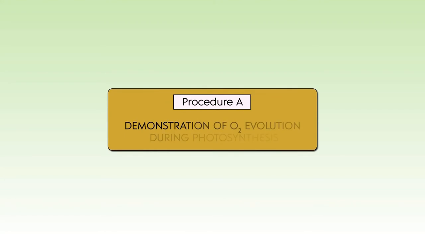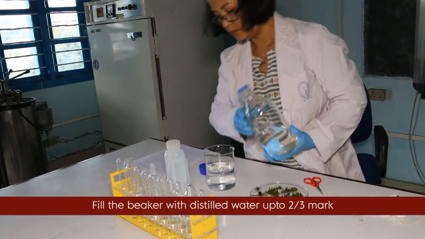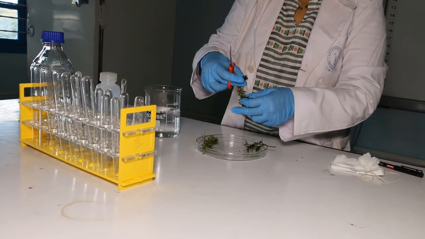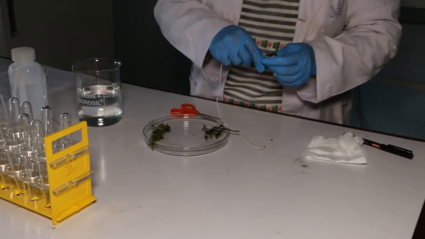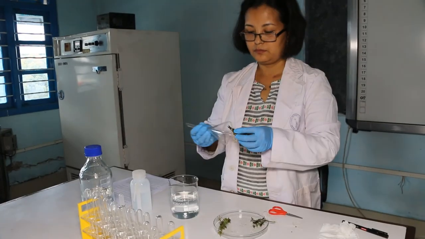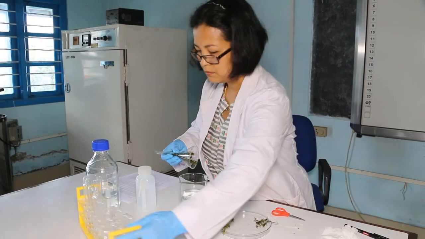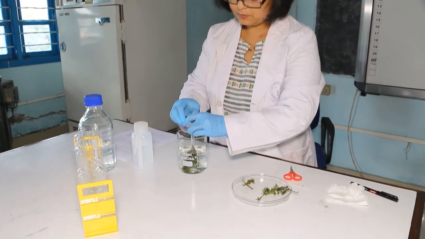Now let's come to procedure A, which is demonstration of oxygen evolution during photosynthesis. Take a beaker and fill it with distilled water up to the 2/3 mark. Now take some fresh and healthy hydrilla plants and cut their ends and tie them loosely with a thread. Insert the cut ends inside the neck of the funnel. Then the funnel is inverted inside the beaker, making sure that all the hydrilla sprigs remain inside the funnel.